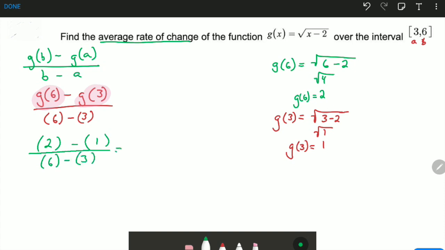Now we just have to simplify to finish it off. 2 minus 1 is 1. 6 minus 3 is 3. And therefore we have our average rate of change, or slope, as 1/3.